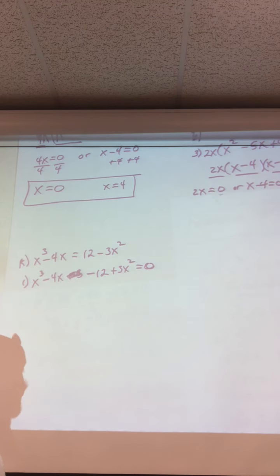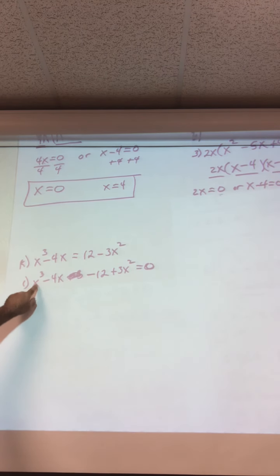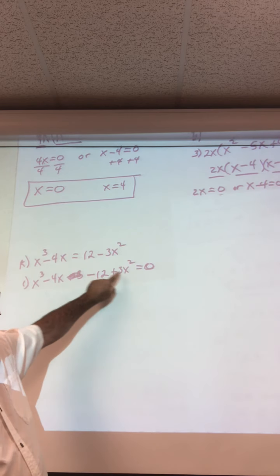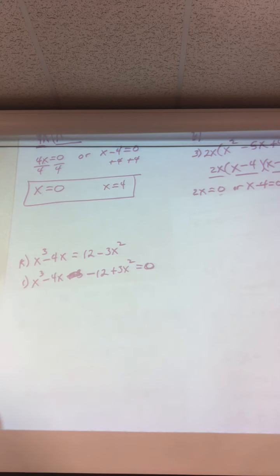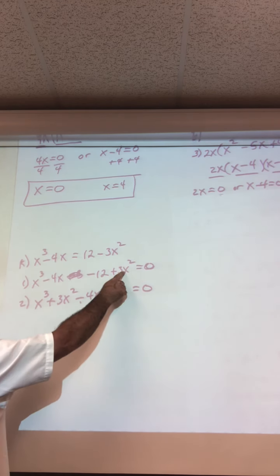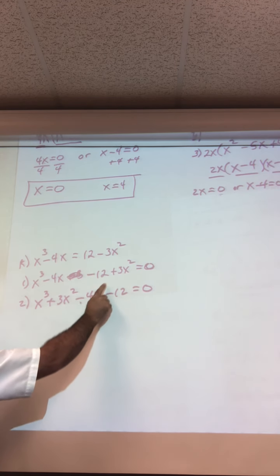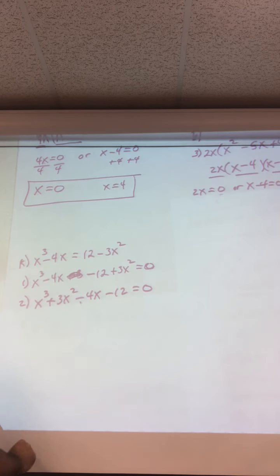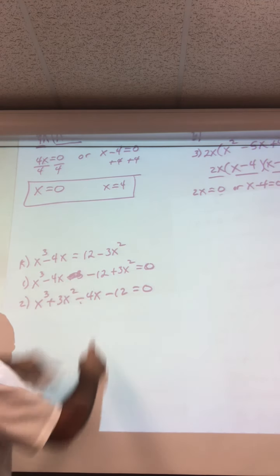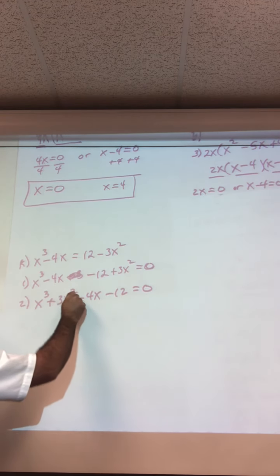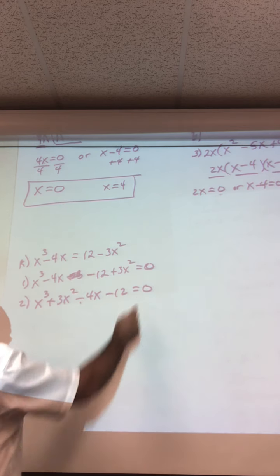That's step 1. Now here's the problem. This x to the third, x to the second, it's not in the right order. So step 2, put it in the right order. So I put the x to the third, the plus 3x squared, the minus 4x, and then the minus 12. Make sure you don't lose the signs. Keep the 4x negative, keep the 12 negative. So x cubed, x squared, x to the first, constant, equals 0.